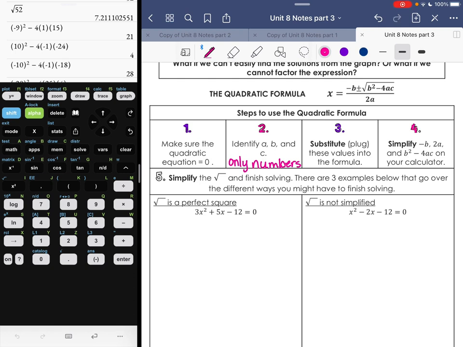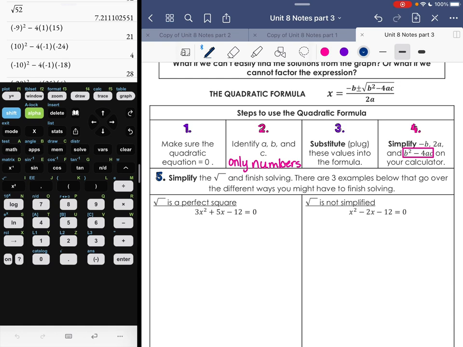Step 4 is to simplify the parts. So we have 3 main parts. We have negative B, we have 2A, and then we have the discriminant. So we have used this before, and this is part of the quadratic formula as well. So the b squared minus 4ac part that is right here in the formula has to be simplified separately before you try to take the square root. All right, and then the last step is to simplify the square root and solve the problem.